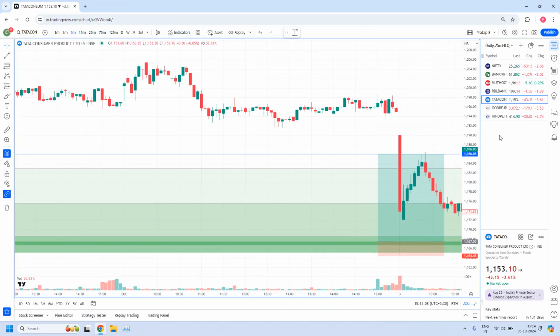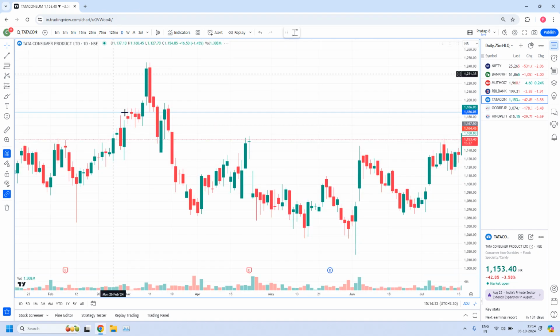In the previous report we identified 5 high liquidity zones from the daily and 75 minutes time frame. Out of these 5, we got a trade from Tata Consumers, which is a daily high liquidity demand zone. So let me go to the daily time frame.